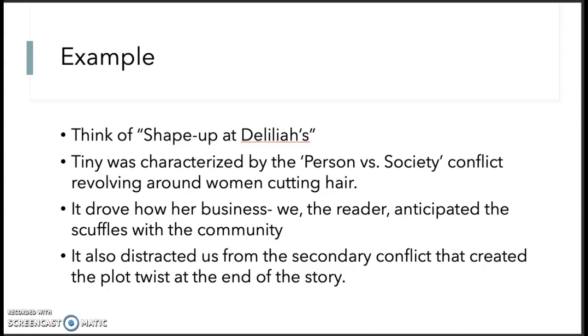So keep in mind, conflict can be numerous. There can be more than one, and they can intersect with each other and deepen each other, add more interest in how the story gets resolved, if it gets resolved, and what parts do and don't get resolved.